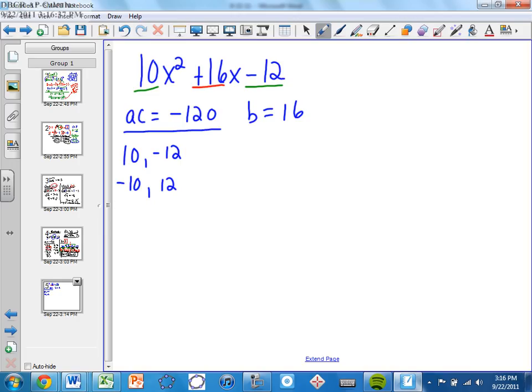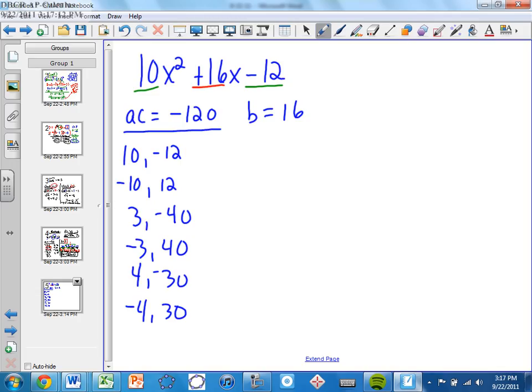3 and 40? It's not going to be. Or negative 3 and 40? 4 and 30? Or negative 4 and 30? Are any of these correct so far? No. None of those are going to add up to positive 16. Thank you, Melissa. 22 and 5? 21 and 5. We're trying to get, what are we trying to get here, guys? 16.